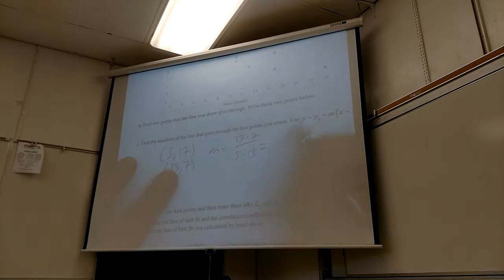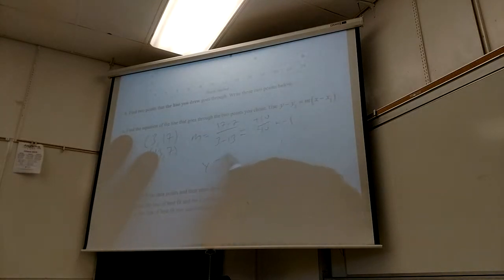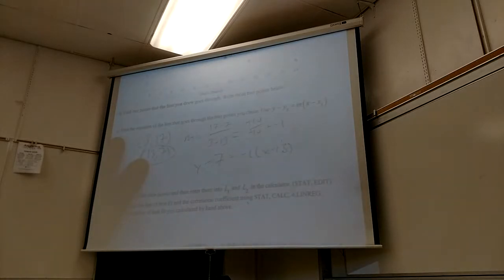If you do this, you get negative 10 over... you get 10 over negative 10, you get negative 1. Yeah. And then you plug stuff in, y minus y1, so pick a point. I'm going to pick this one just because. y minus the y piece equals negative 1 times x minus the x piece. That's all x1 and y1 mean, is the x piece and the y piece.